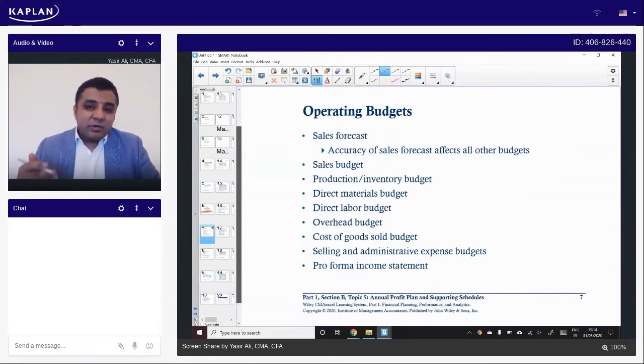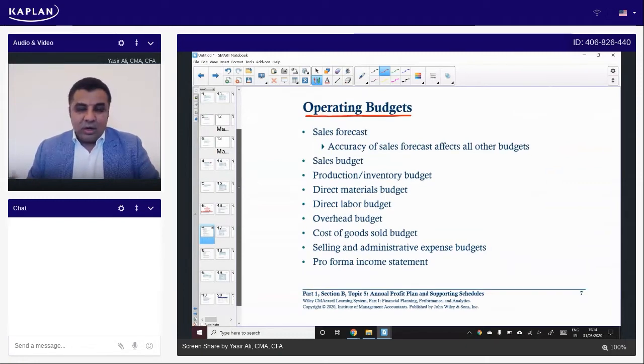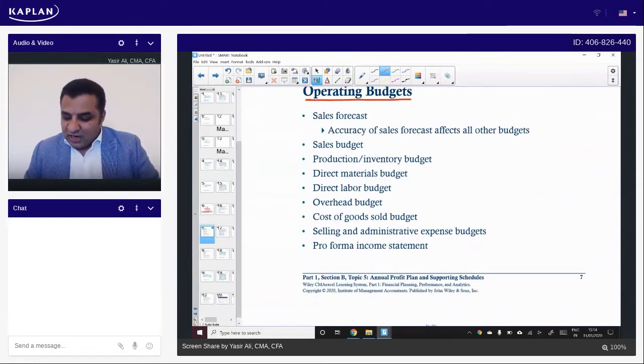We have to see how these concepts are tested in the exam. So if you see, this heading here is operating budgets, right? Now, the operating budget, as we saw, starts with the sales forecast and the sales budget. So I would put this as number one.